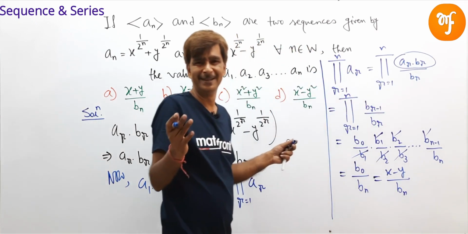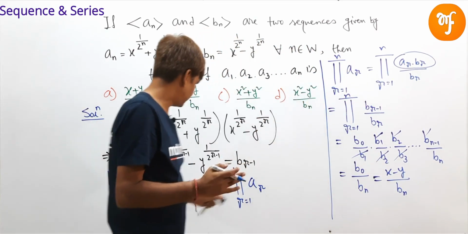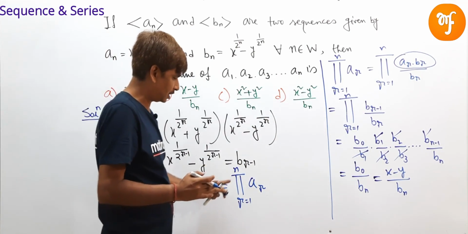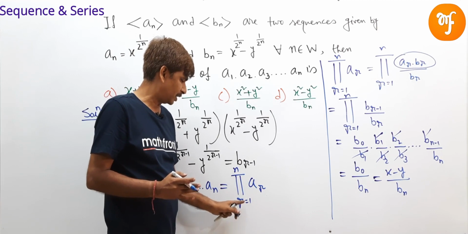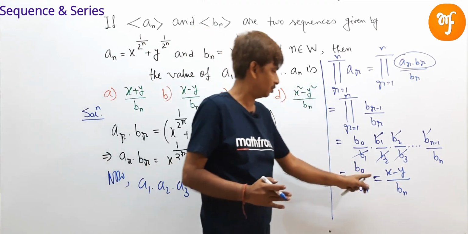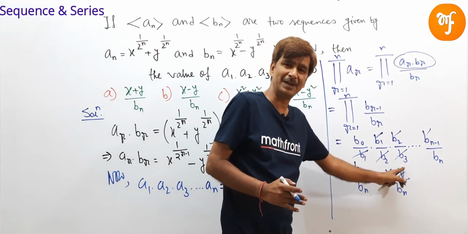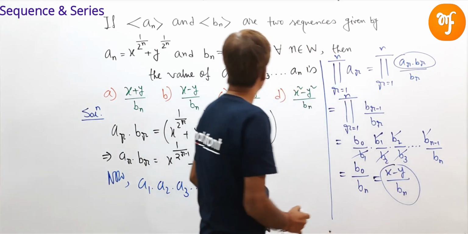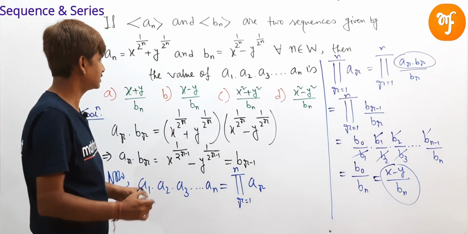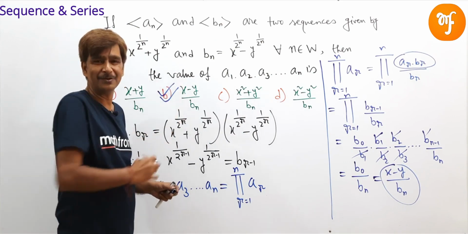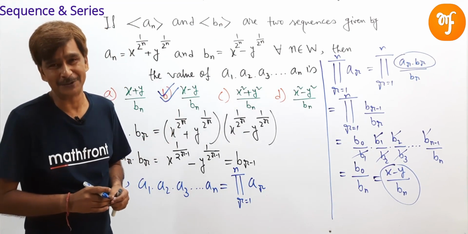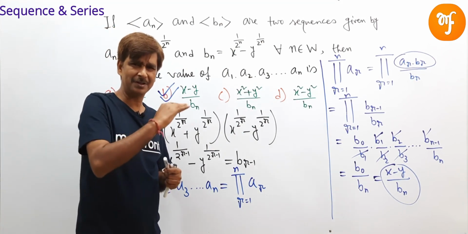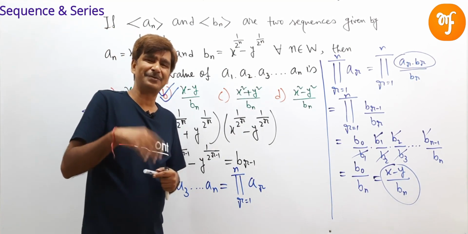So we get it. So what is the answer? The value of a1 into a2 into a3 into dot dot an is equal to pi of ar, r from 1 to n, and this value is, we already found, x minus y divided by b n. So this is our answer. Okay. And in the options, the option is B. So option B is the correct option. Clear? I think it is clear to you, an interesting question. So come to the next question.